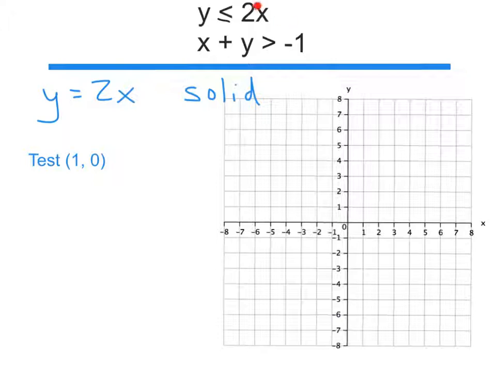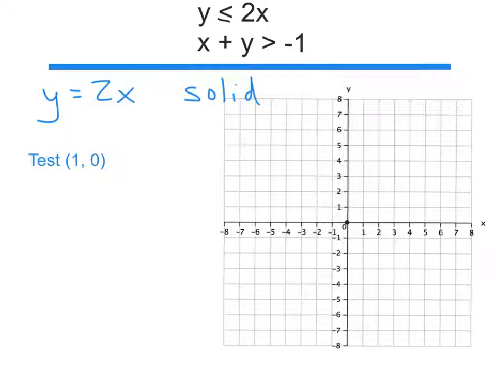So let's start with our first inequality, y is less than or equal to 2x. Less than or equal to means it's going to be a solid line, and I'm going to go ahead and replace the less than or equal to with an equals, and that gives us this simple equation y equals 2x. This is already in y equals mx plus b. The b that's not showing is 0. So to graph this with a solid line, first thing we're going to do is plot our b, which we just said was 0.